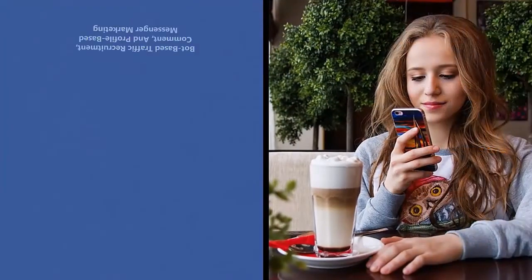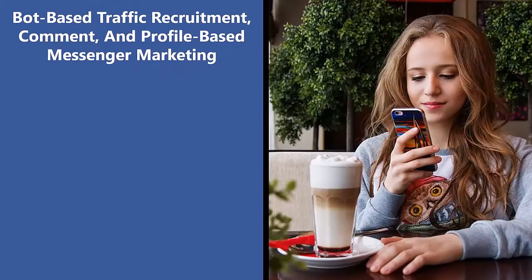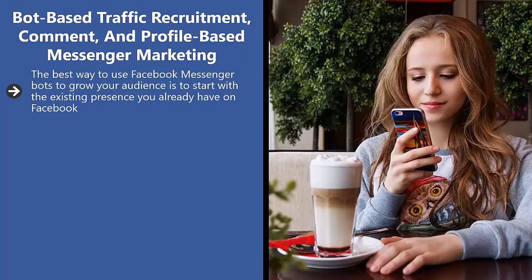Keep watching. Bot-based traffic recruitment, comment, and profile-based Messenger marketing. The best way to use Facebook Messenger bots to grow your audience is to start with the existing presence you already have on Facebook. This means people must come to you.